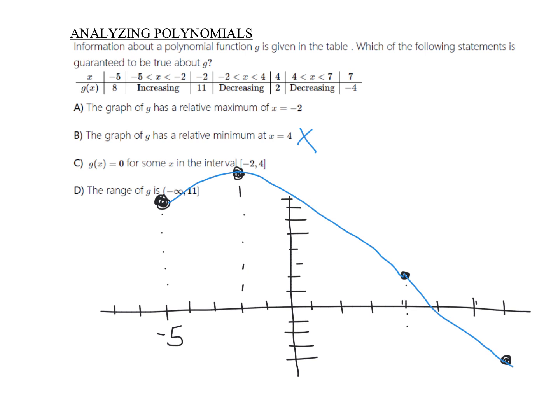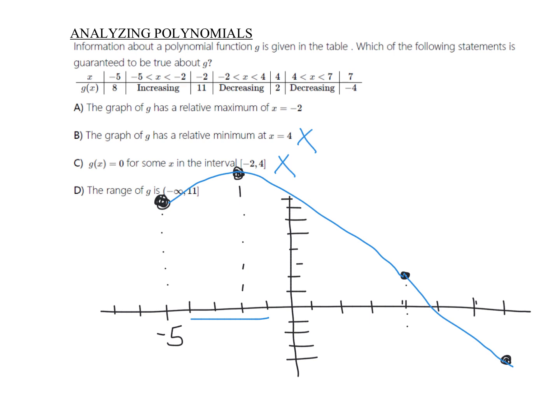And I know that's not true because there is no intercept. There is no intercept in this region from negative 2 to 4. There is no x-intercept. So I can tell this one is... and the range of the graph is negative infinity up to 11.